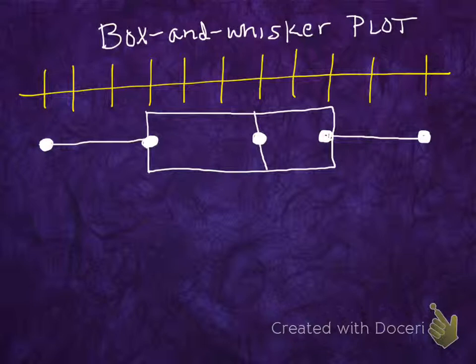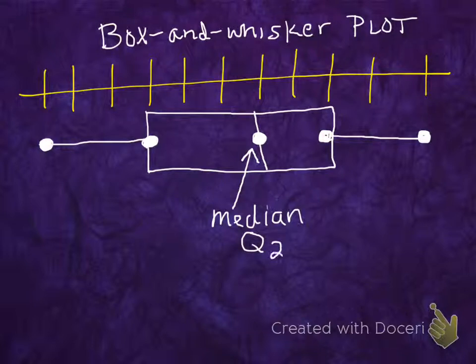Our median is something we're very familiar with. Remember, our median is the middle of our data. The median is actually going to be our middle dot on the graph, which is this dot right here. So this is our median. And when we're referring to a box and whisker plot, sometimes you'll see this called Q2 or quartile 2. You might hear me call it Q2 sometimes.